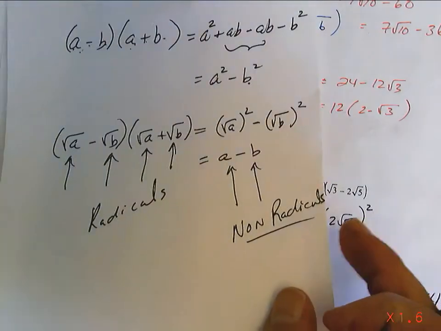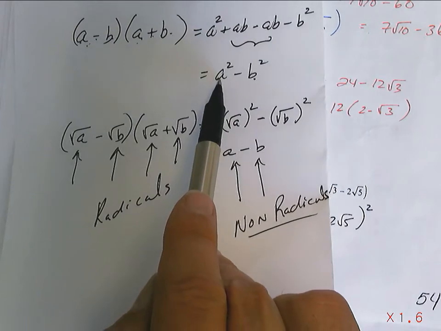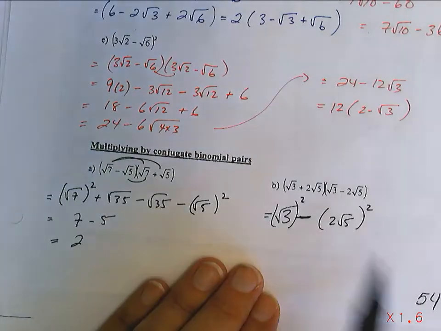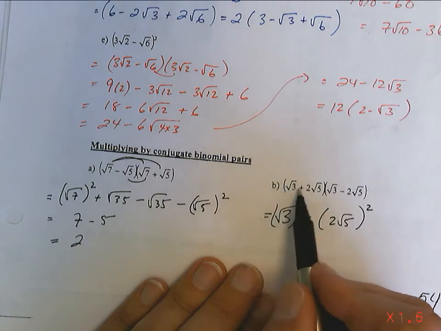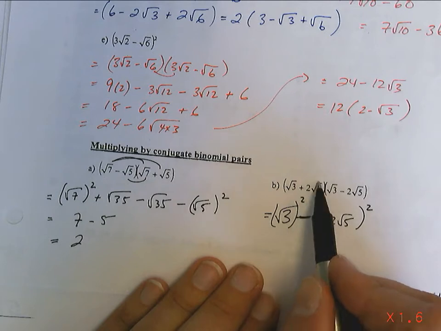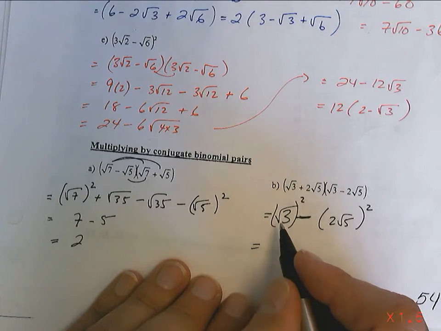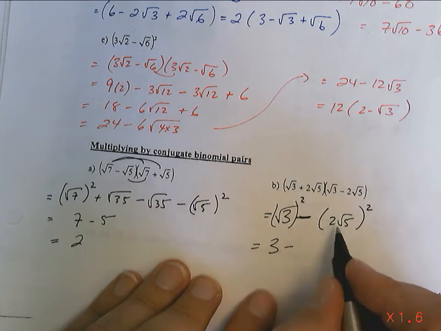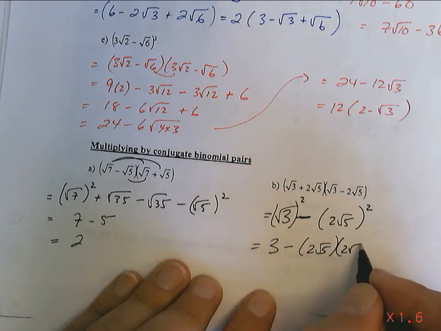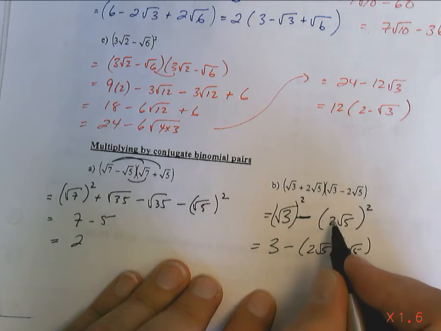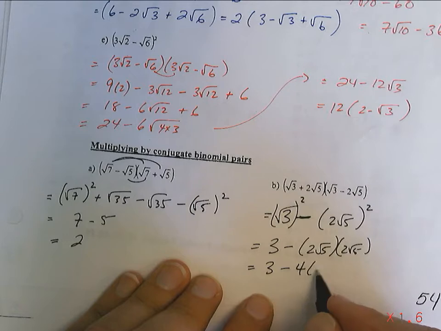I followed this idea. If it's a difference of squares, then it's going to be the first term squared subtracted the second term squared. These are conjugate pairs. So it's going to be the first term squared, root 3 squared, subtract the second term squared, 2 root 5 squared. Now you got to be careful when you do this. Root 3 squared means root 3 times root 3, which is 3. But 2 root 5 squared means 2 root 5 times 2 root 5. When it's squared, there's 2 of them. So it's actually 2 squared, which is 4. Root 5 times root 5 is 5.